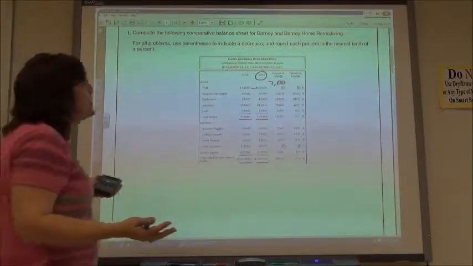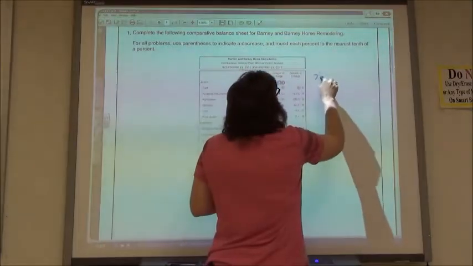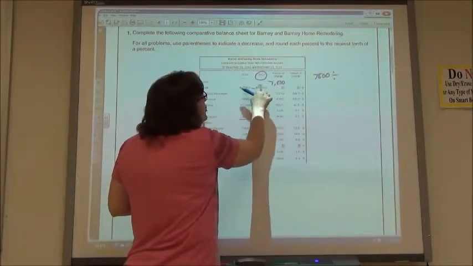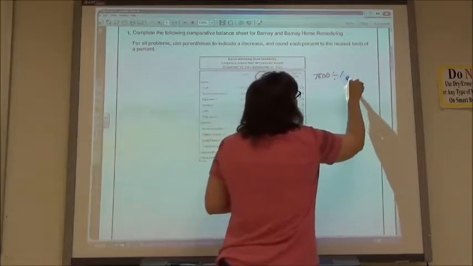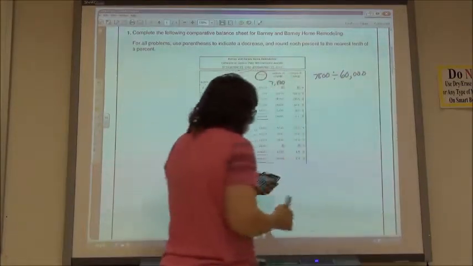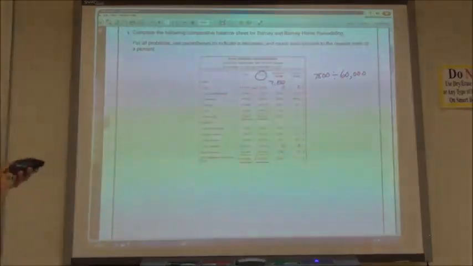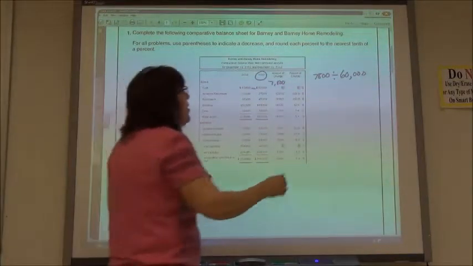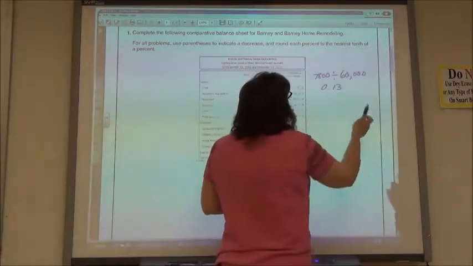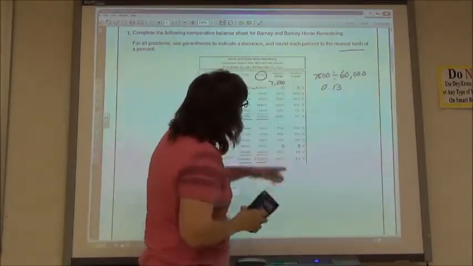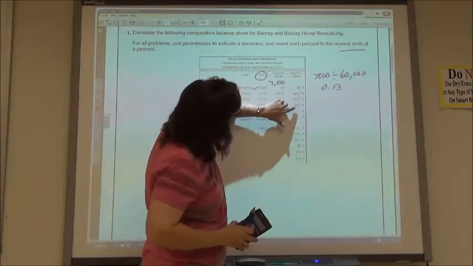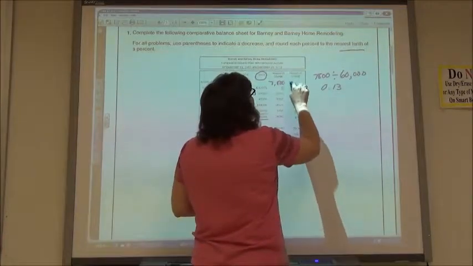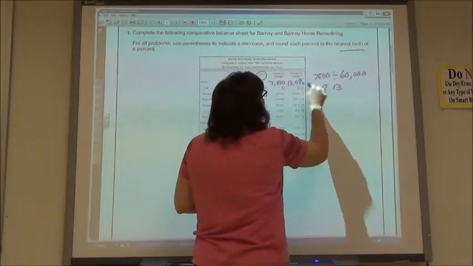We then want to find the percent of change. So we're going to take that 7,800 and divide it by the 2012, because 2012 is where it started. So we're going to divide it by the $60,000. So 7,800 divided by 60,000 gives us 0.13. Now they tell you to round to the nearest tenth of a percent. Notice that even when it was a nice whole number, they still put the 0.0 to show that they look for the tenth of a percent. So they're going to say this is 13.0%.